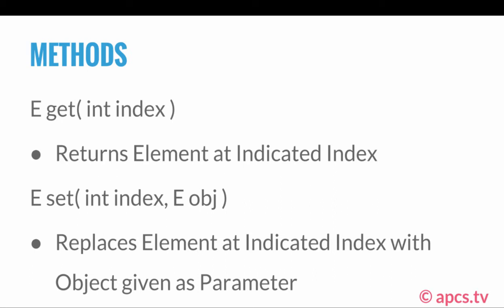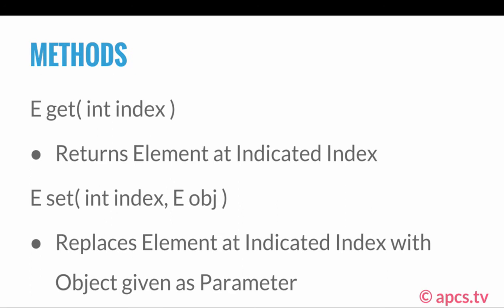The set method takes in an index, an integer that represents the index, and an element that represents an object. It replaces the element at the indicated index with the object given as a parameter. So basically, let's say I go x, which is an array list, x.set(2, object). Whatever element or object currently exists at index 2 will be replaced by whatever is indicated as a parameter. So if you want to replace something, this is the method to use.